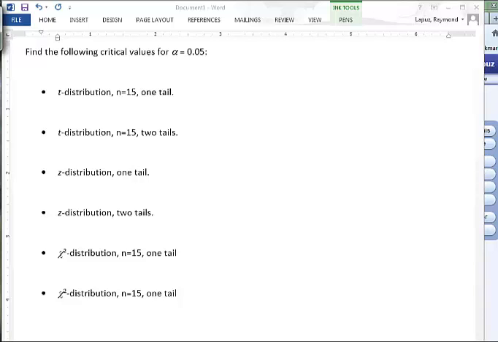This is a quick tutorial to find critical values using the tables. So we're looking at critical values for alpha is 0.05. First, let's try to do a t-distribution where n is equal to 15. So with n equal to 15, remember that there's a degrees of freedom involved here. And the degrees of freedom is one less than that, so that's 14.